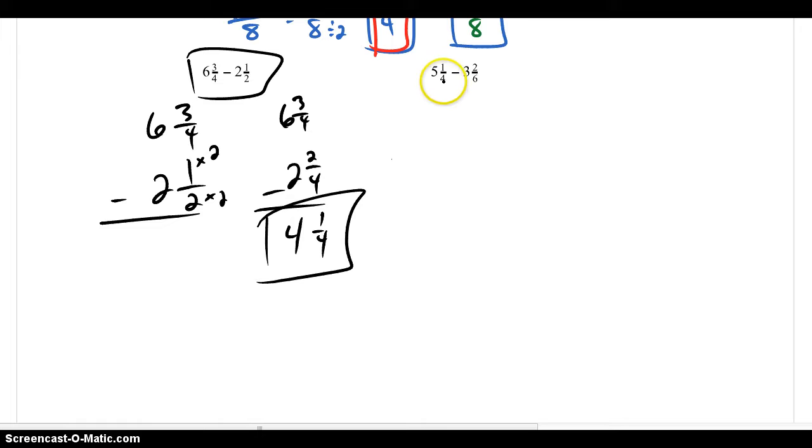Fourth example gets a little more interesting. First, let's find that common denominator. So I'm going to multiply this by 3 because I'm going to go to 12. Multiply these guys by 2. Now I have 5 3/12 minus 3 4/12. We could have done that step first over here too. This time I kind of knew I wanted to do it first, and here's why.